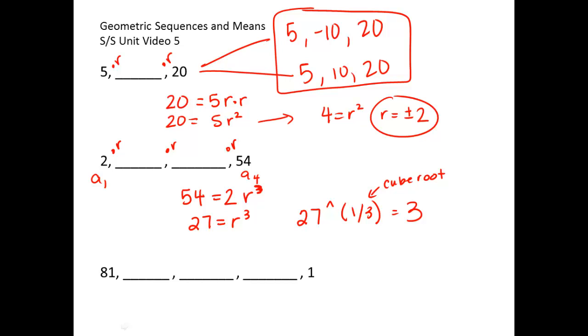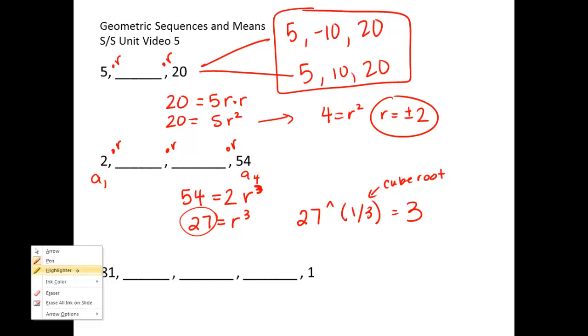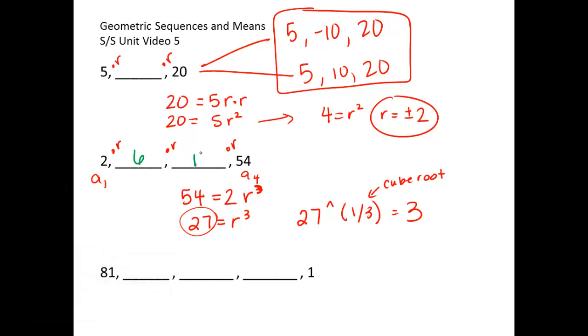Could my R value be positive or negative 3? And the answer is no. Because if I did negative 3, negative 3, negative 3, this would have been a negative 27 here, and it's not. Okay, so I'm going to change pen color so you can see me right in here. Then I'm going to multiply by 3 and get 6, and multiply it by 3 and get 18, and now I've completed my geometric means. Let's try the next one.